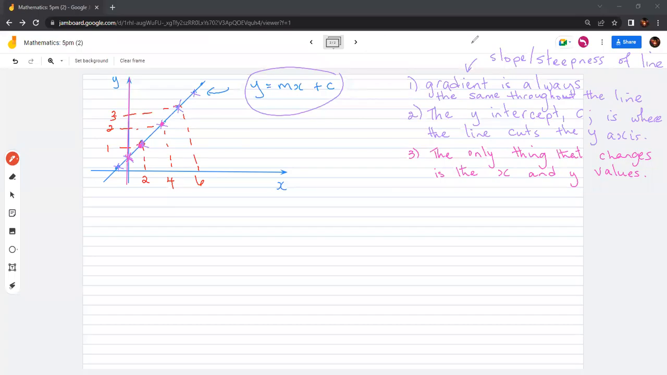All right, so good afternoon. In this session, we're just clearing up the understanding of the equation of a line.